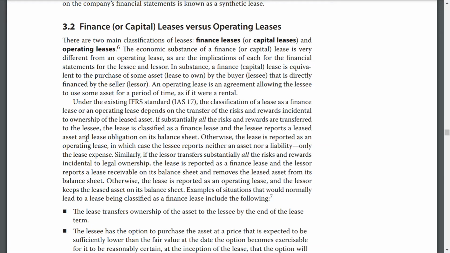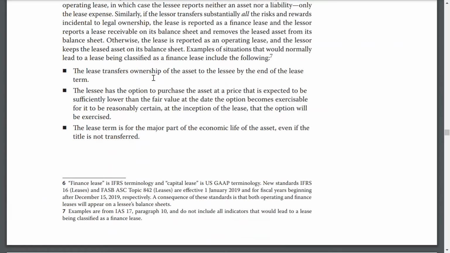Similarly, if the lessor transfers substantially all the risk and reward incidental to legal ownership, the lease is reported as a finance lease, and the lessor reports a lease receivable on the balance sheet and removes the leased asset from its balance sheet. Otherwise, the lease is reported as an operating lease, and the lessor keeps the leased asset on the balance sheet. Example situations that would normally lead to a lease being classified as a finance lease include the following.